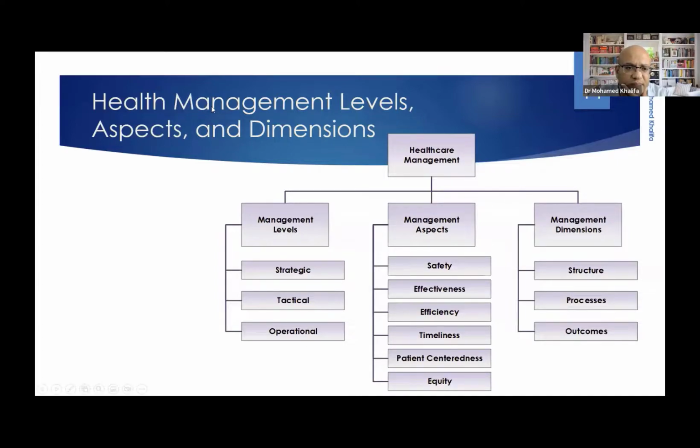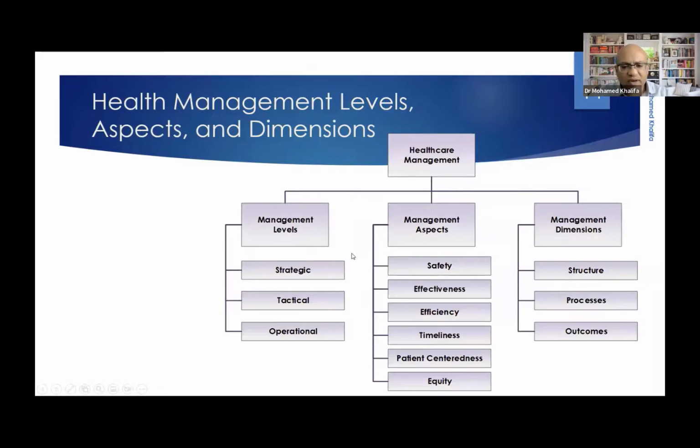Here, the health management levels, aspects, and dimensions. I have published this in one of my previous papers a few years ago. So we have different levels of management in healthcare management, strategic and tactical and operational. And then we have different aspects like safety, effectiveness, efficiency, timeliness, patient-centeredness, and equity. And then we have dimensions like structures, processes, and outcomes.